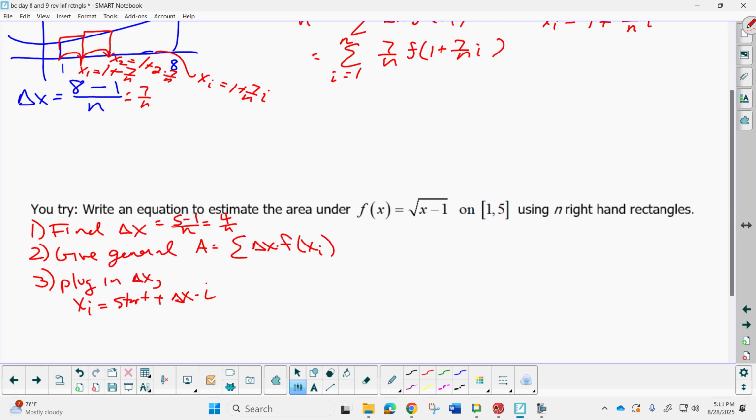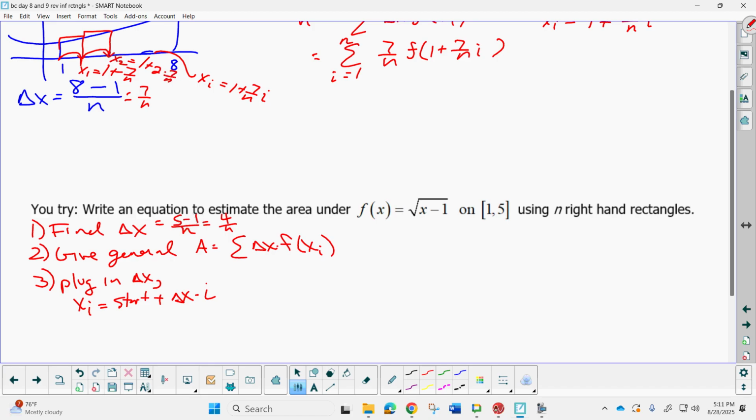I think I like it if you give me the general. The universal is just delta x, which will eventually become dx, f of x sub i, and the Greek S, sigma, will eventually become a Roman S, which we call an integral. But that's the fundamental theorem to come.